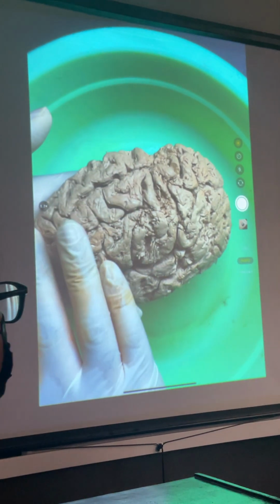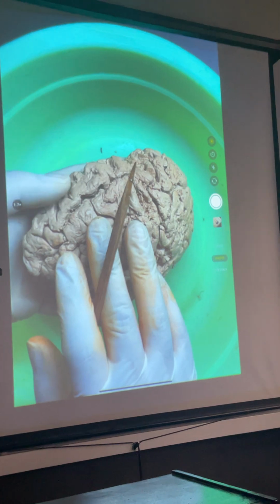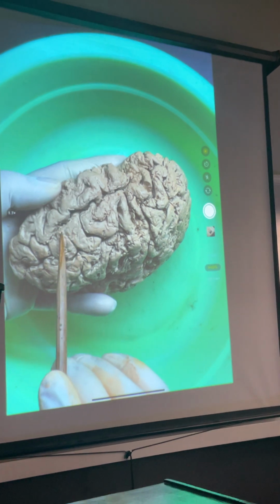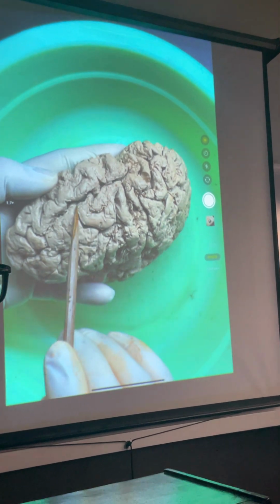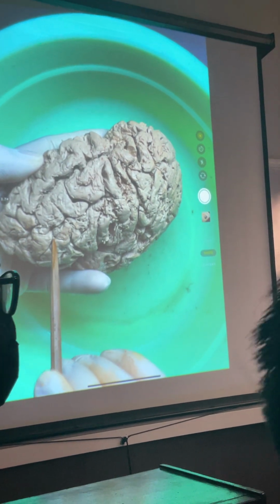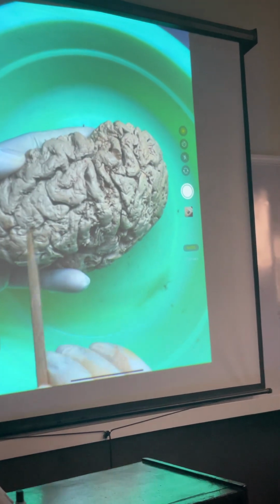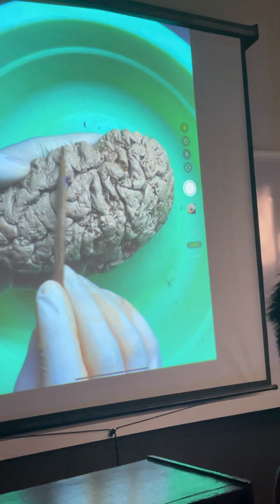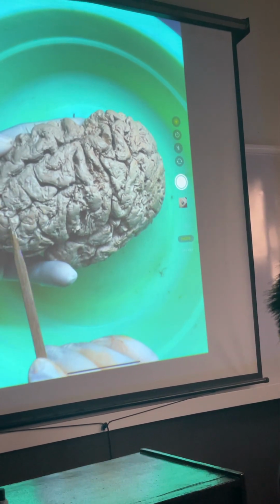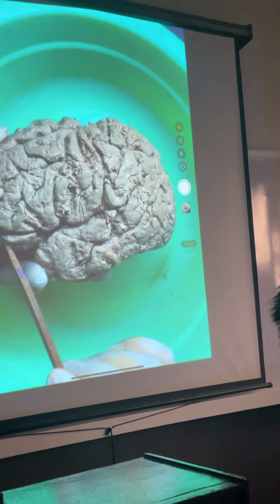If this is the frontal lobe, then there must be the gyrus and the sulci. If you can see here, this is the first sulcus. So this is the superior frontal sulcus, and this is the inferior frontal sulcus. If there's a sulcus, there's a gyrus. So superior frontal sulcus, superior frontal gyrus. Then you have the middle frontal gyrus, inferior frontal sulcus, inferior frontal gyrus.